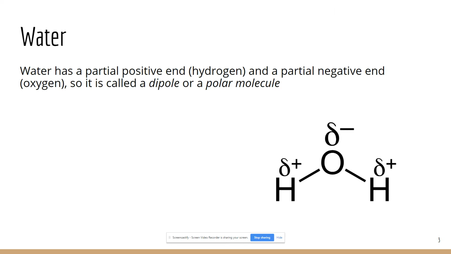So when you have a separation of charge, the whole molecule can be referred to as a dipole or a polar molecule. The reason why this occurs is because oxygen is far more electronegative than hydrogen. So even though these bonds are covalent, oxygen has just a little bit more of what's called electron density around it.